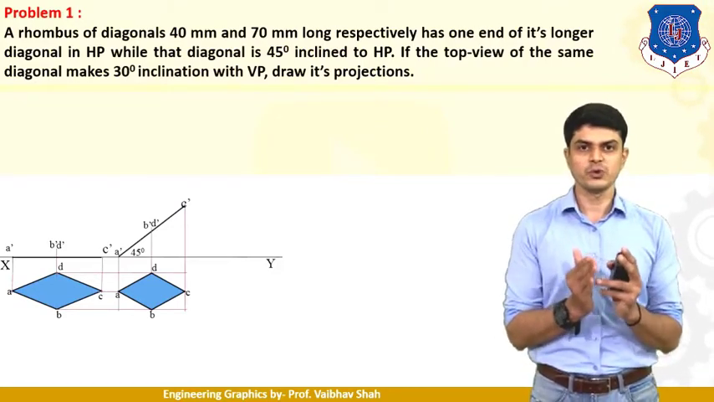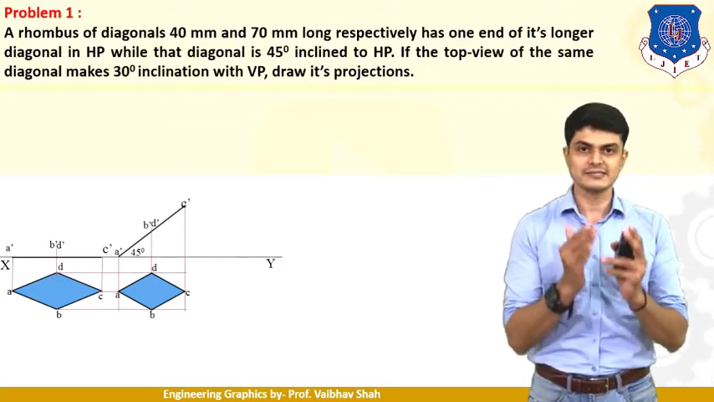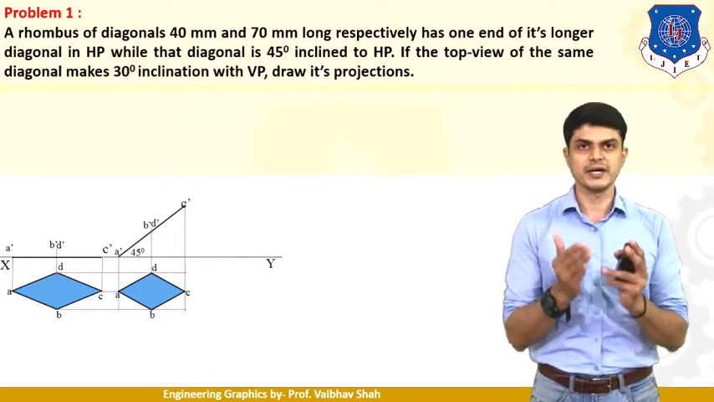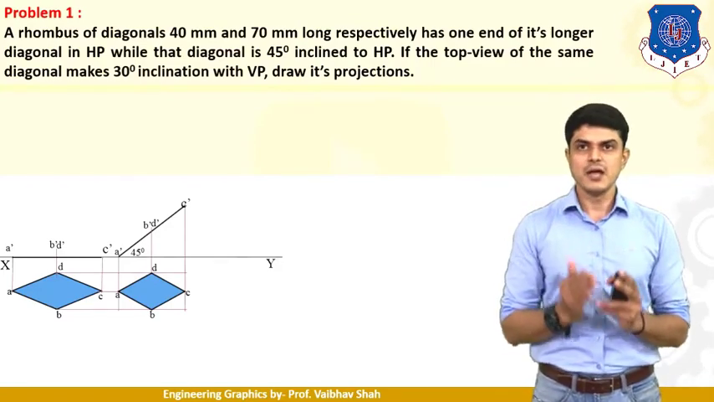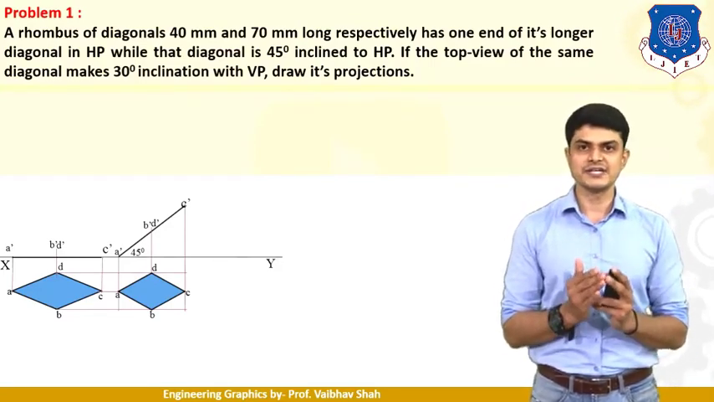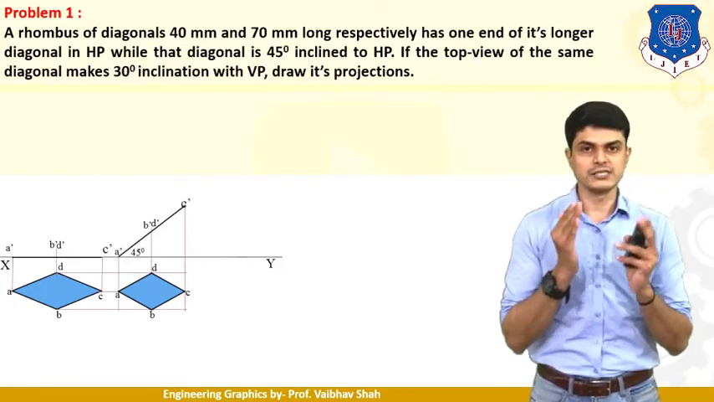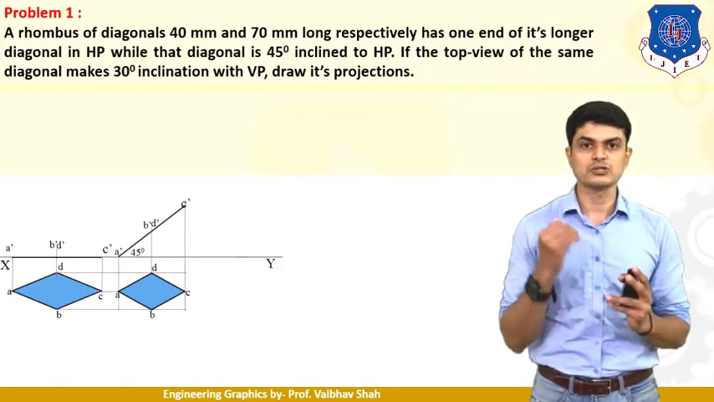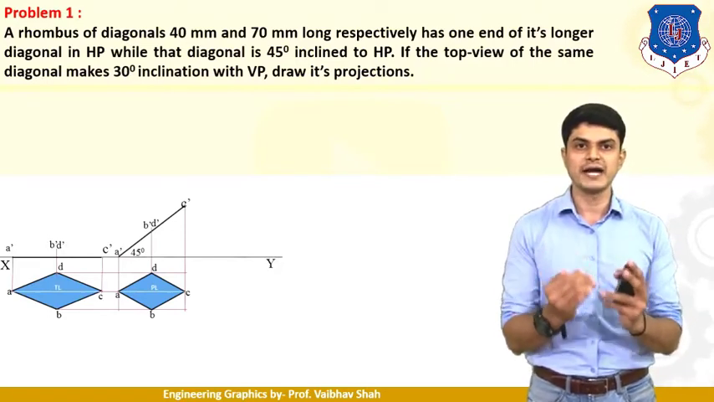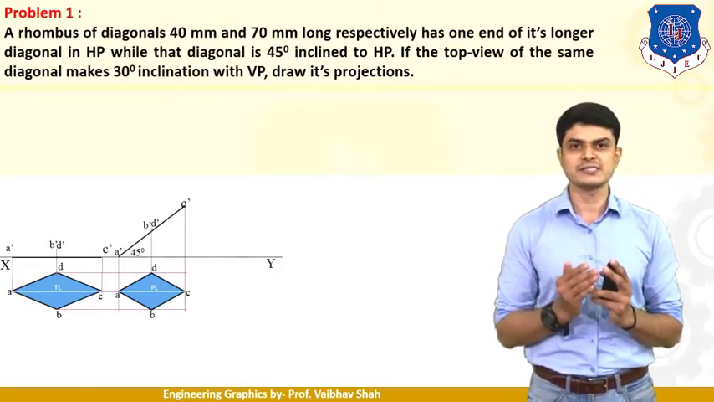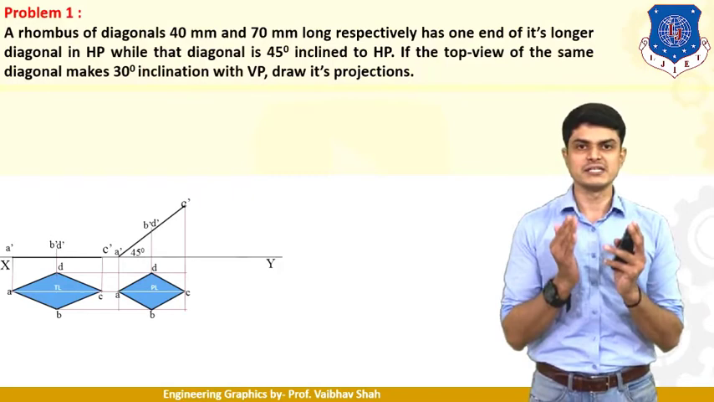So now let us move to our third stage. For that, let us read the question first. So here it is said that if the top view of the same diagonal makes 30 degree inclination with VP, draw its projections. So we are talking about the top view of the same diagonal. So let us first understand what do you mean by top view. So in first figure, as you can see, it is actual length which is given in your example.